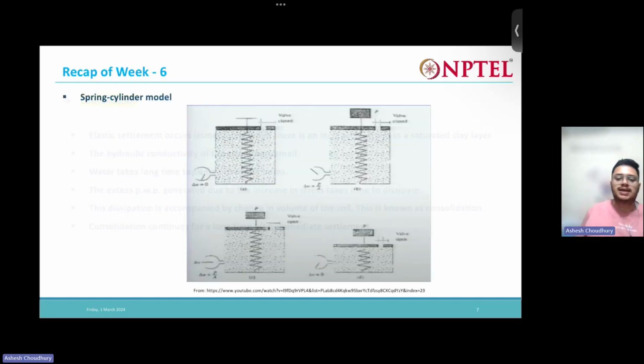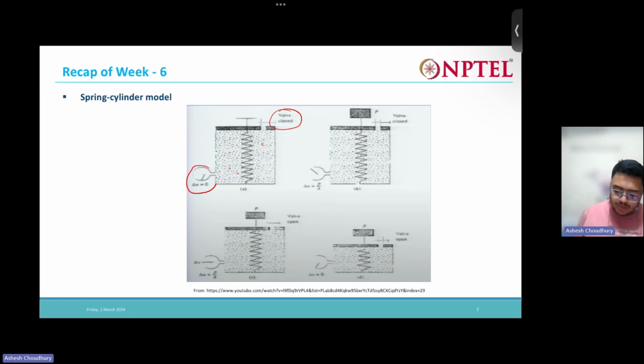Now, if you see the spring cylinder model, whatever we discussed is very easy to understand using this spring cylinder model. You can see here one cylinder is there. Inside the cylinder, you have one spring, and here we have water. Now you can see here the valve is closed. This valve is closed. This is the original state.